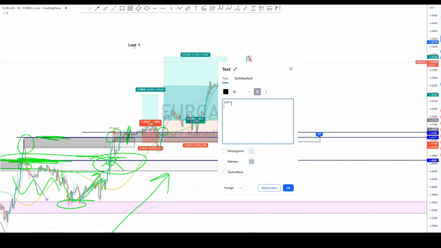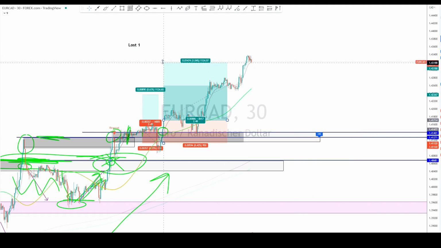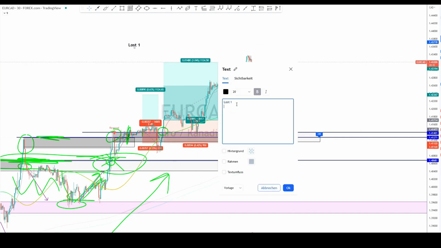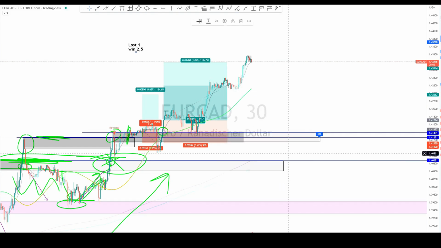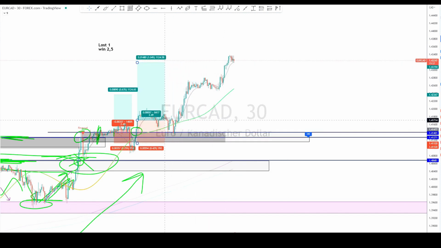Lost 1. All right. So we have a CRV here of 2.7. That means, let's just say, if we were somewhere around here now, we might have taken some partial profits and, let's just assume, 2.5. So a win of 2.5, for example. Win 2.5, okay, that means we actually had it here now. So let's just leave this here. We had the retest right here.